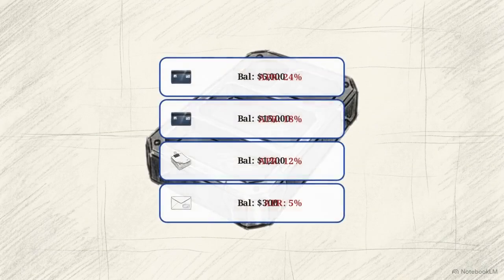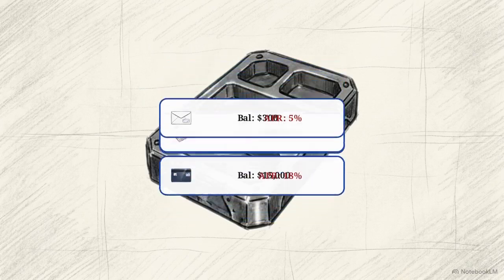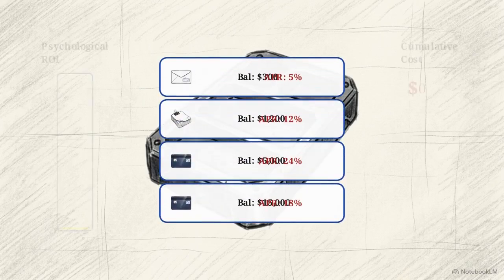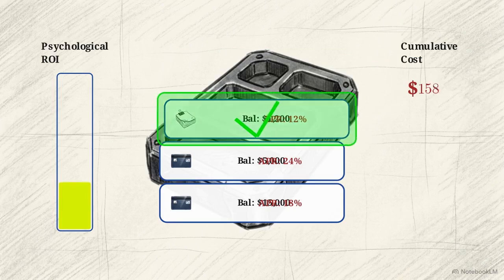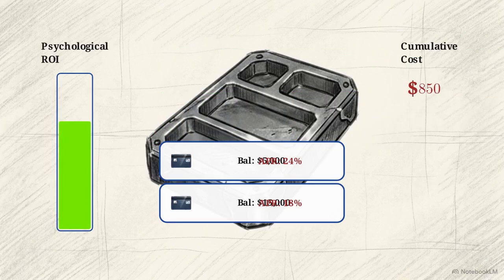The Snowball method flips the script. You rank your debts purely by balance size, from smallest to largest, ignoring the interest rates. This creates a rapid series of fully closed accounts early on. Each closed account triggers a dopamine response, building the behavioral momentum needed to tackle larger debts later. But this momentum costs you. A rising interest tax counter shows the extra cumulative interest paid over time.